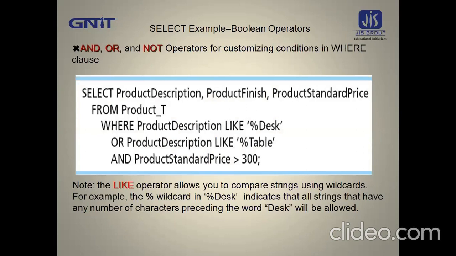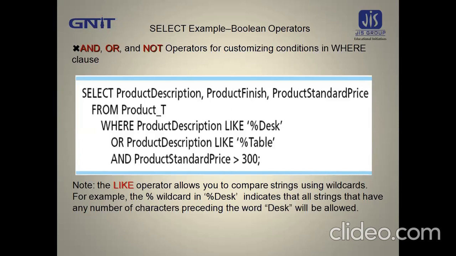Here we will see some Boolean operators like and, or, and not to be used in one SQL statement. Select product description, product finish, product standard price from product T, where product description like percent desk or product description like percent table and product standard price is greater than 300. The like operator allows you to compare strings using wildcards.